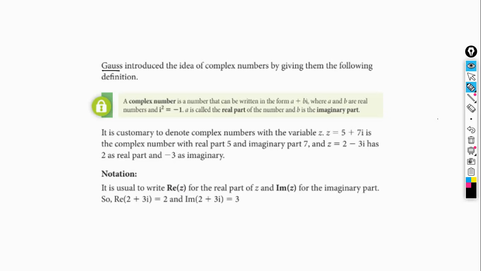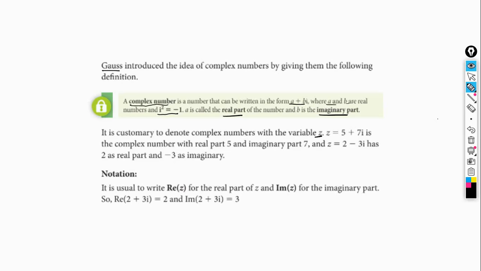Gauss introduced the idea of complex numbers by giving them the following definition. A complex number is a number that can be written in the form a plus bi, where a and b are real numbers, and i squared equals negative 1. a is called the real part of the number, and b is the imaginary part. It is customary to denote complex numbers with the variable z.